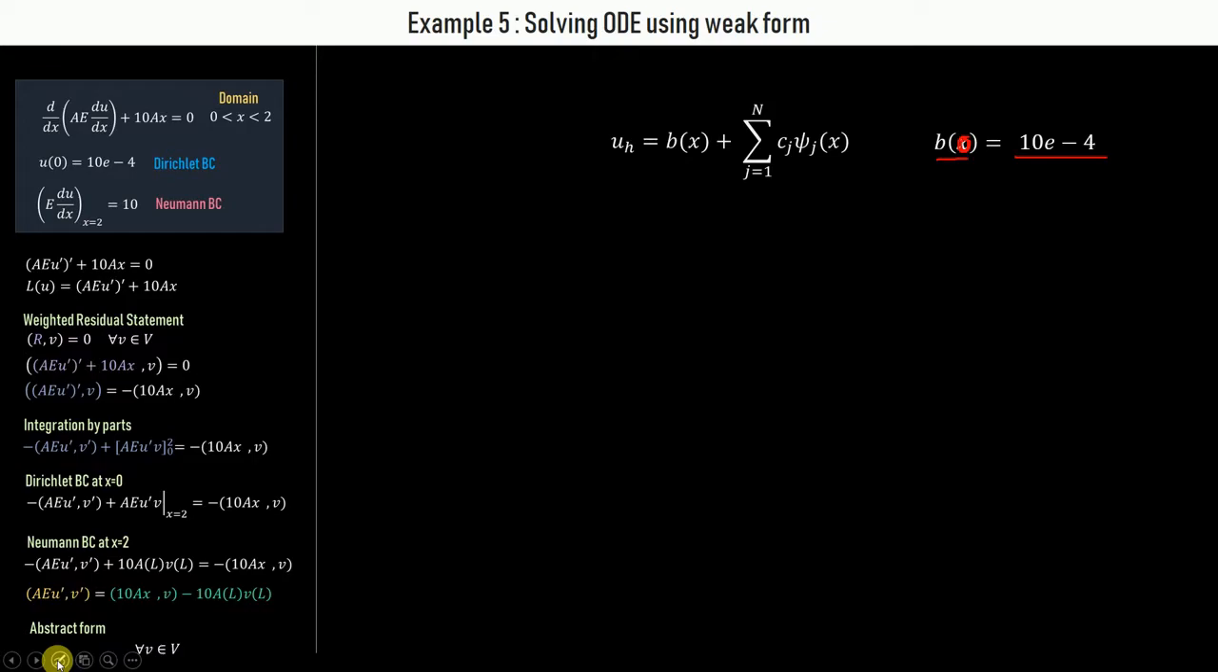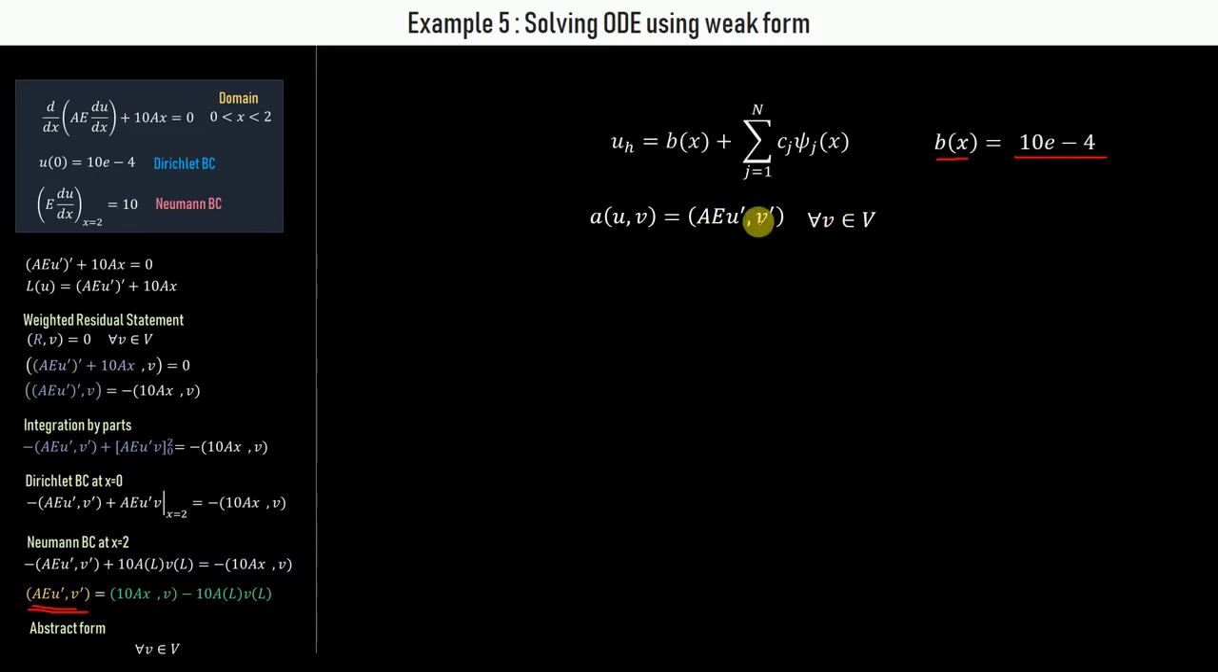It doesn't matter because it's a constant function of x, so it doesn't matter whether we take it as a function or not. So for any value of x, it's constant. So b0 is also 10 e to the power minus 4. So that's why it satisfies the Dirichlet non-homogeneous boundary condition. Now the A(u, v) part from here. Okay, this is our A(u, v), right?